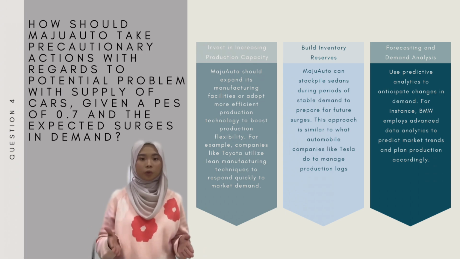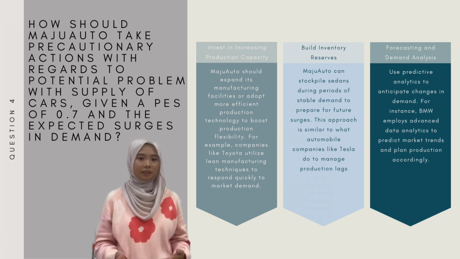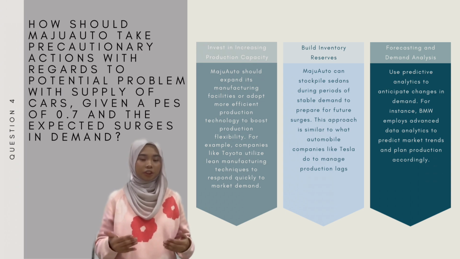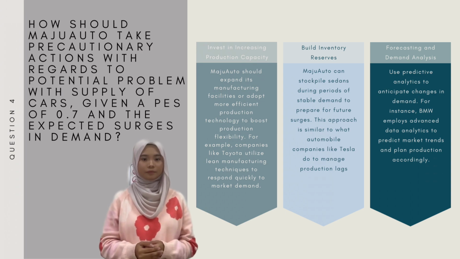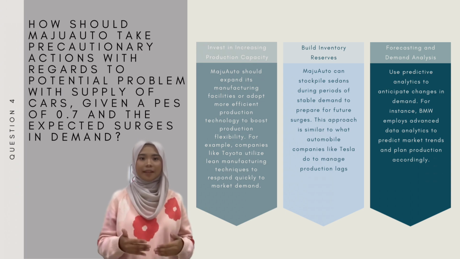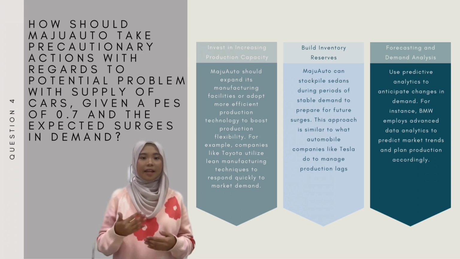Lastly, Maju Auto can use forecasting and demand analysis to predict future trends. Companies like BMW use advanced data analysis to plan production based on expected market changes. By taking these steps, Maju Auto can better handle demand increases and avoid supply shortages.